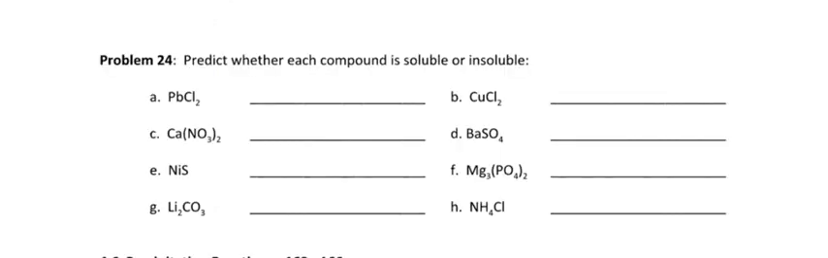All right, so predict whether each compound is soluble or insoluble. So you might have to flip back and forth somewhat. So see if you can figure out that solubility table, see how it works, and then when you are done filling out these 8, come back.